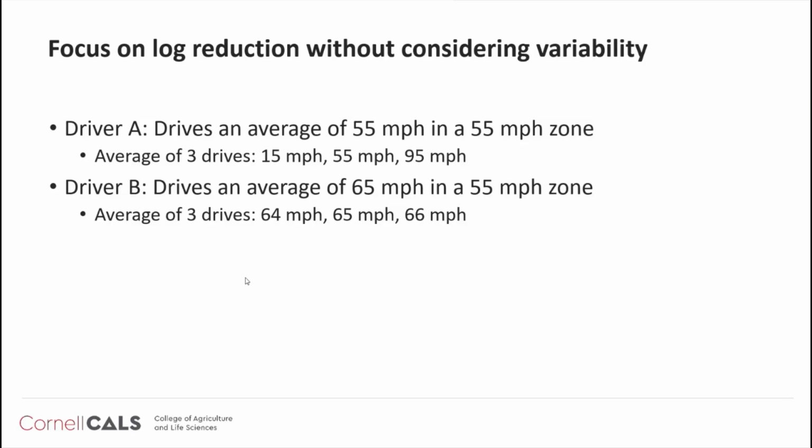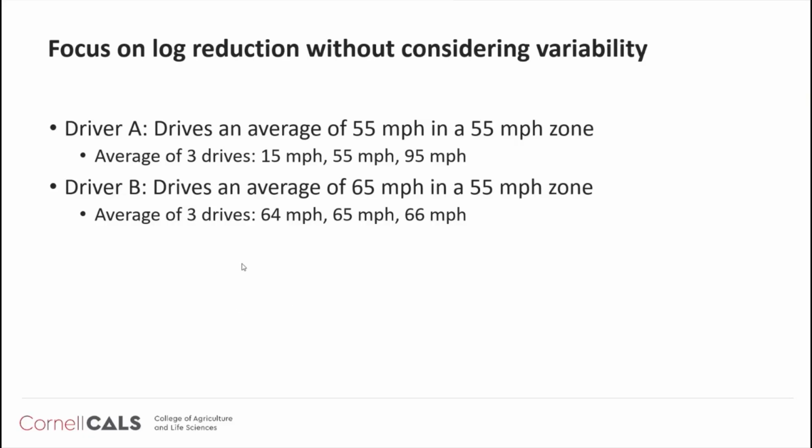Yes, driver B on average drives too fast, but the real risk is not with 65 in a 55-mile zone or even 66 in a 55-mile zone. The real risk is when someone drives super fast. And one could even argue there's also risk when someone drives super slow. So we need to consider the variability, not just look at the means or the averages or the medians, whatever we measure. Most people forget about that.